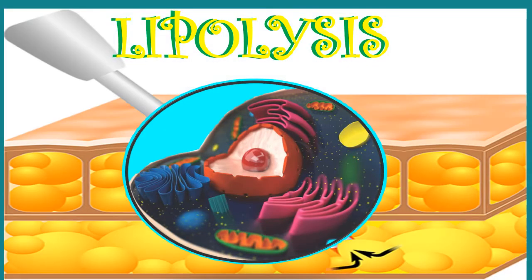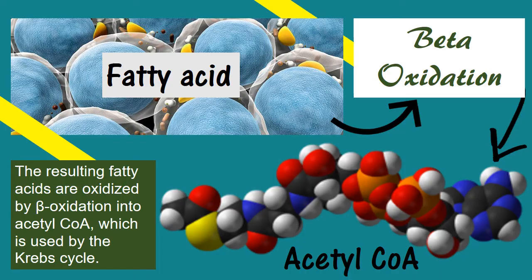This process is called lipolysis. Lipolysis takes place in the cytoplasm. The resulting fatty acids are oxidized by beta oxidation into acetyl-CoA, which is used by the Krebs cycle. The glycerol that is released from triglycerides after lipolysis directly enters the glycolysis pathway as dihydroxyacetone phosphate.